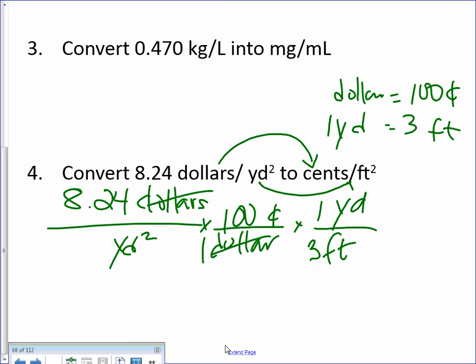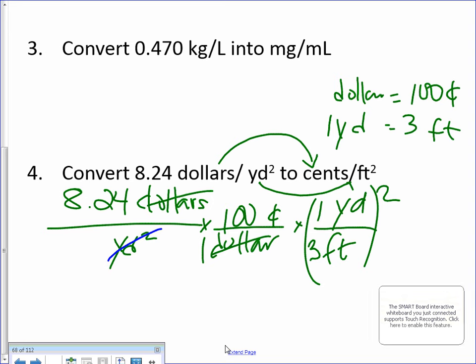And then you're like, oh yeah, it's squared. So with your calculator, you're going to, sorry, yard squared, oops. Yard squared, and the yard squareds cancel. What are you putting in your calculator? 8.24 times 100, okay, which is 824. Divided by what? So 9, yeah.